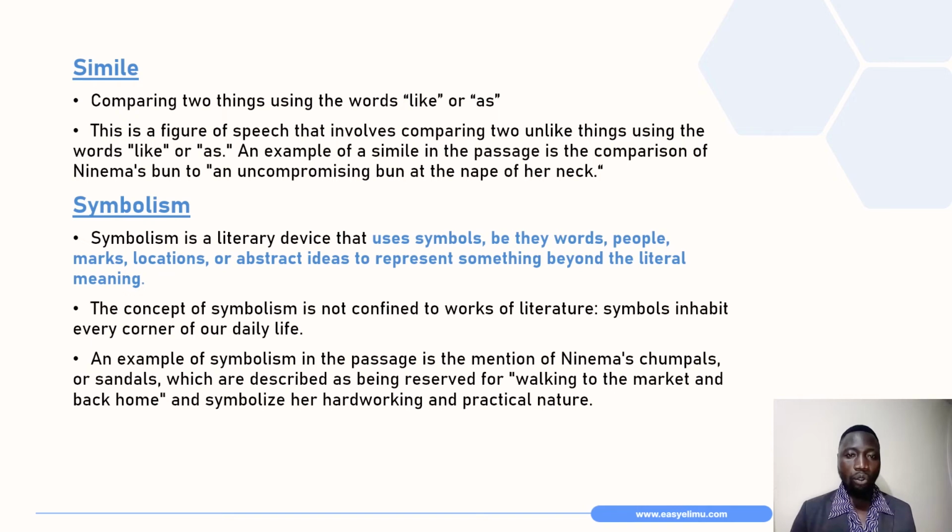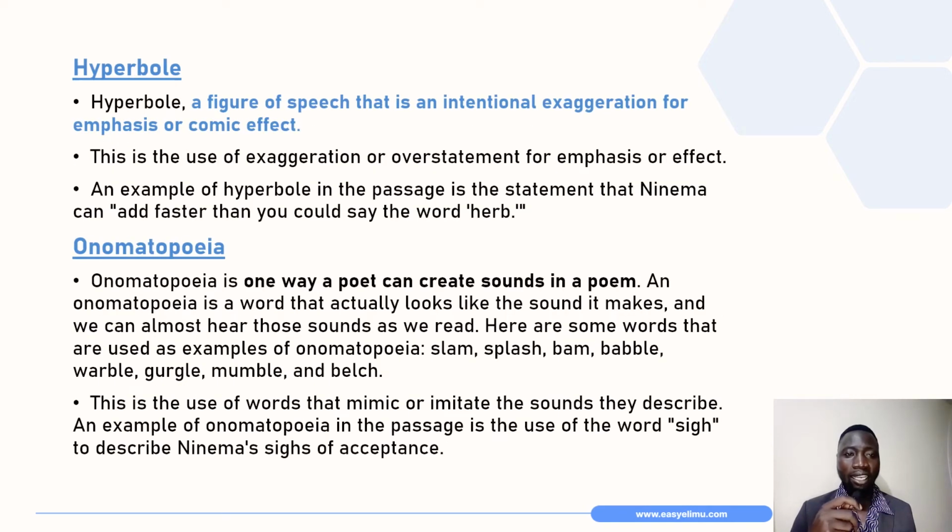And again, the chappal also symbolizes poverty, or maybe the low income that Ninema earns. So the next style that we can also talk about is hyperbole, also known as exaggeration. It's a figure of speech that has an intentional exaggeration to create some comic effect, or sometimes it is used to create emphasis.